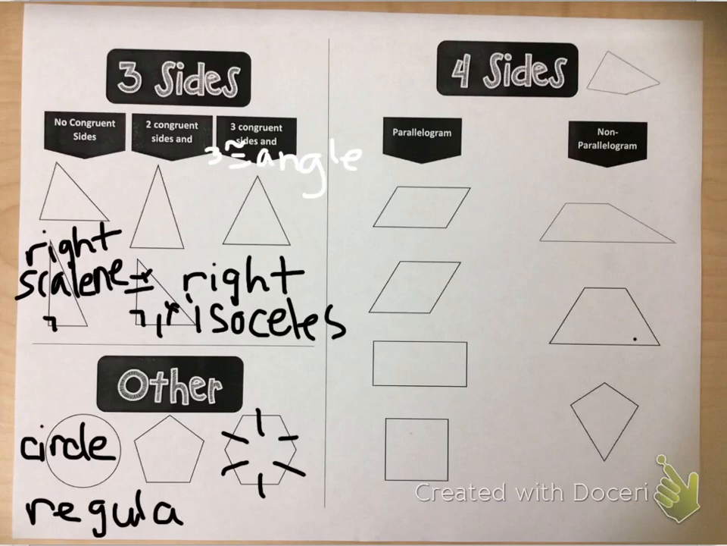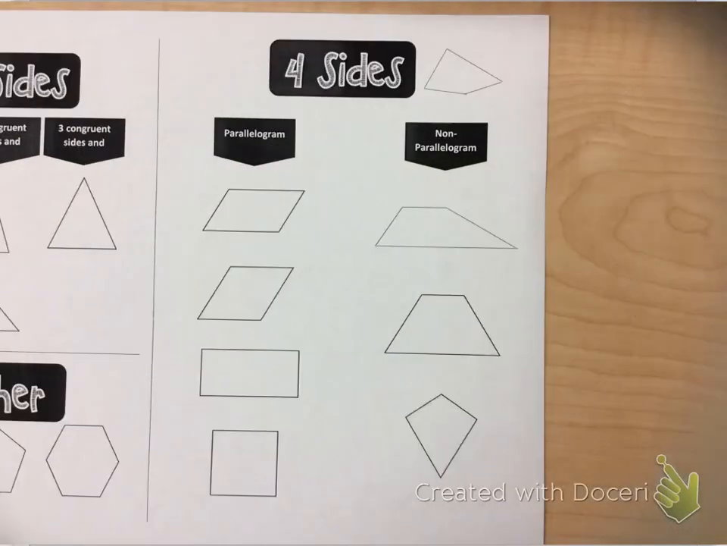All right, get some of that stuff out of my way here. Okay, over here on our 4-sided figures, this up here has 4 sides, so it is called a quadrilateral.